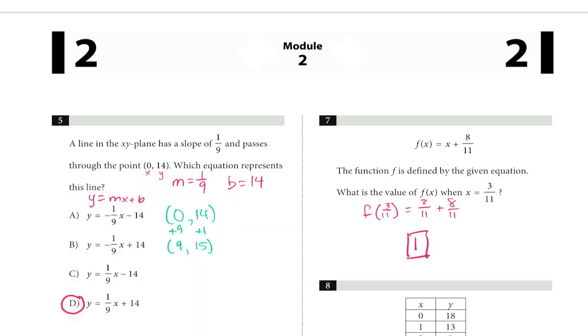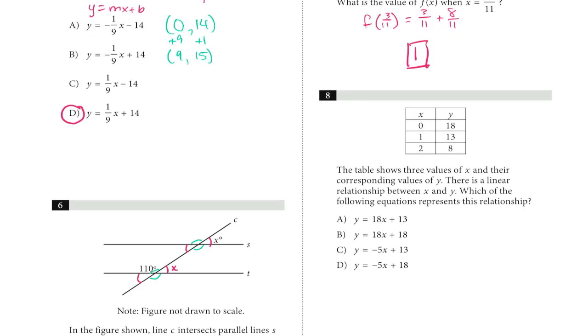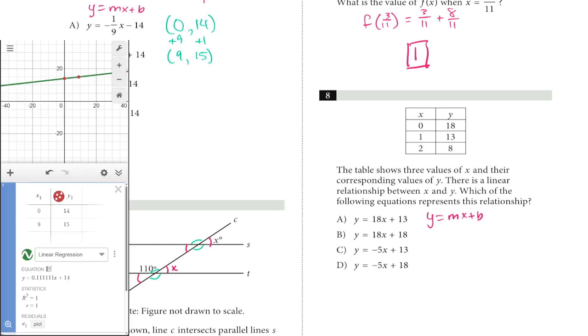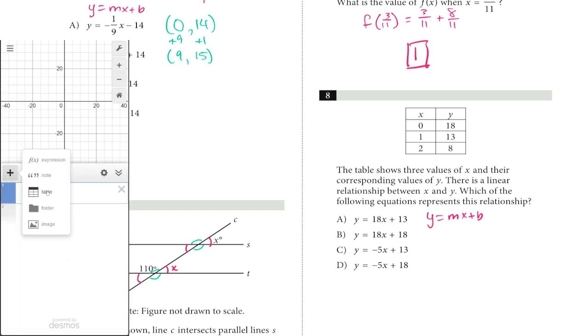All right, number 8. The table shows 3 values of x and their corresponding values of y. There is a linear relationship between x and y. Which of the following equations represents this relationship? So they're asking for the equation of a line. And again, I would recognize that all the answers are written as y equals mx plus b. So I have 3 points, and they're asking for the equation as y equals mx plus b. So I can pull up Desmos, and we're going to do the same thing we did with the question before.